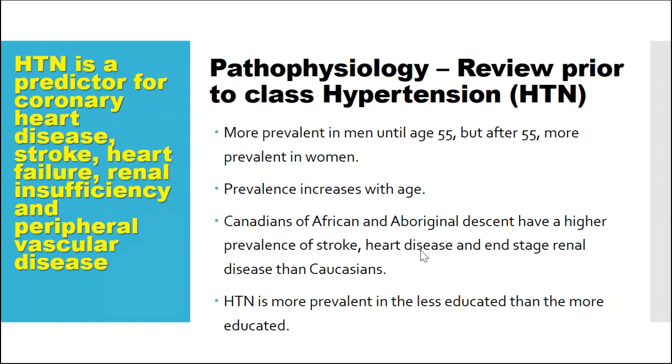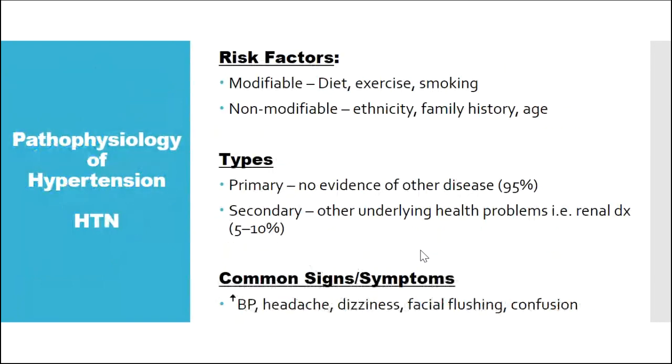It's more prevalent in men until the age of 55, but after the age of 55, women tend to develop hypertension. The prevalence of high blood pressure increases with age, so the older you get, the more chances you have of developing high blood pressure. Canadians of African and Aboriginal descent have higher prevalence of stroke, heart disease, and end-stage renal disease compared to their Caucasian counterparts. And hypertension is sometimes more prevalent with less educated individuals, maybe because they potentially earn a lower income, or because they may not seek medical treatment for whatever reason. But nonetheless, every human is at risk of developing hypertension.